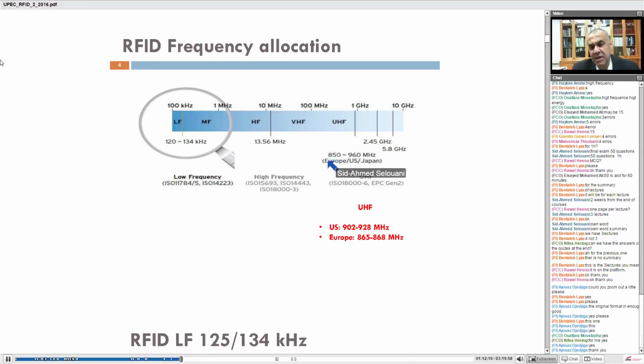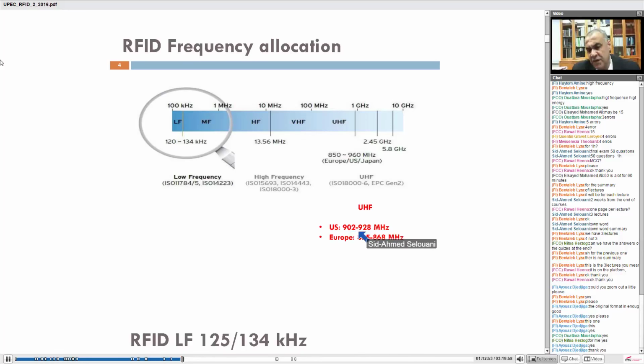And then the EPC global, the most widely used is the UHF, ultra high frequency, and the frequency is within the range of 850 and 960 megahertz. So for Europe it is 865 until 868 megahertz. So in France it is mainly this.